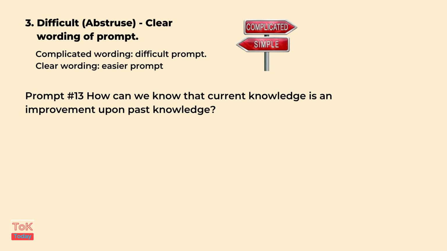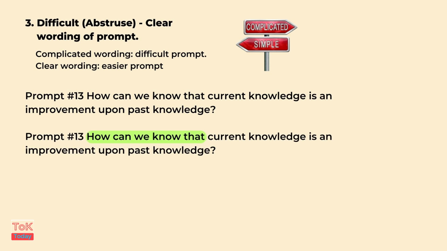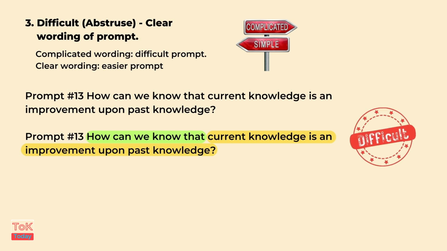So, for example, prompt number 13, how can we know that current knowledge is an improvement upon past knowledge, has very complicated wording. The prompt has 2 parts to it. Firstly, how can we know? And then secondly, that current knowledge is an improvement upon past knowledge. There's a lot here for a student to deal with.